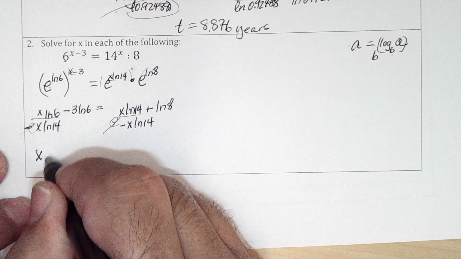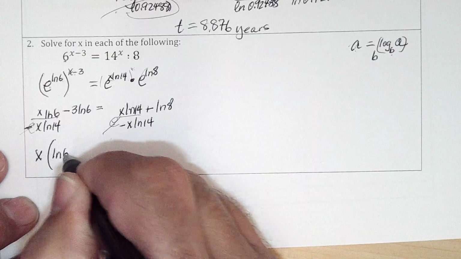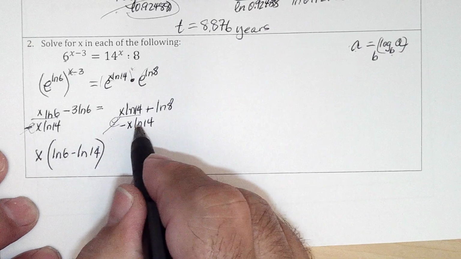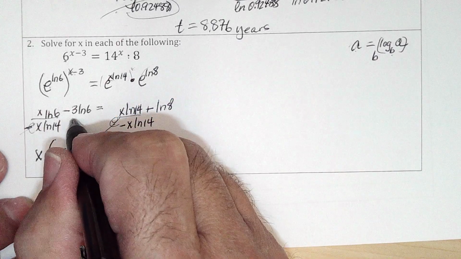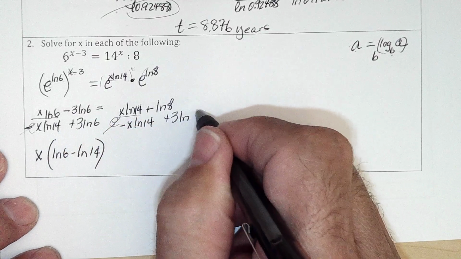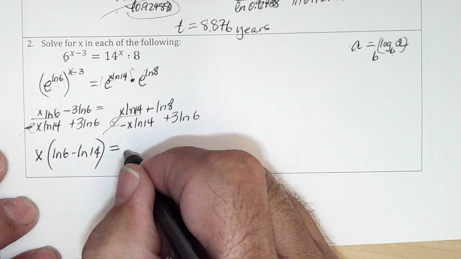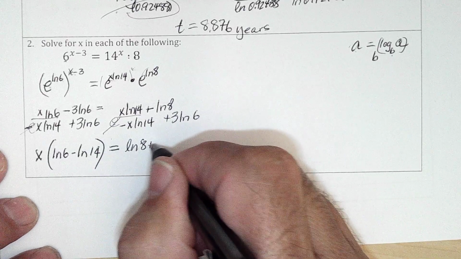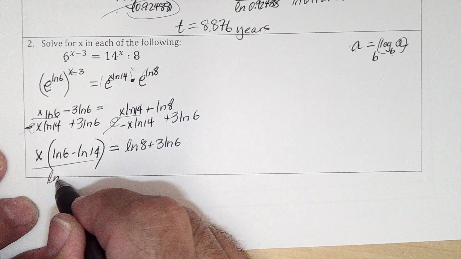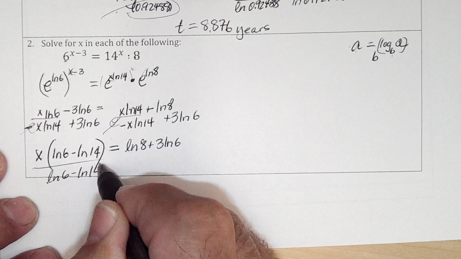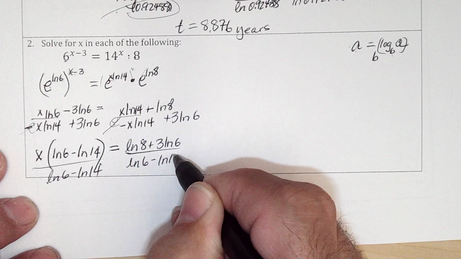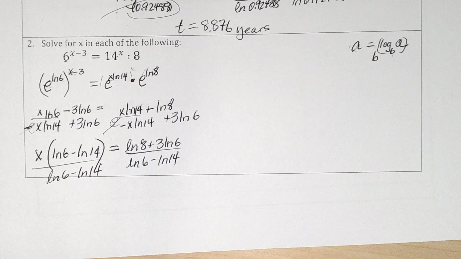So I have x times ln 6 minus ln 14. I'm subtracting them from both sides. And I'm going to add 3 ln 6 to both sides. So this equals ln 8 plus 3 ln 6. Then I have to divide by ln 6 minus ln 14. And I can type that into my calculator.